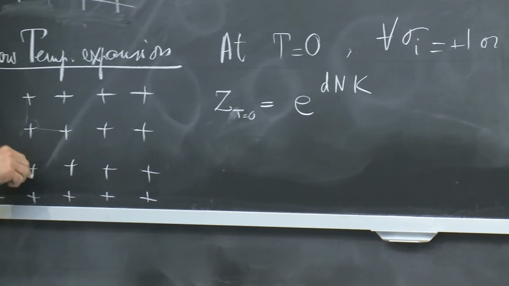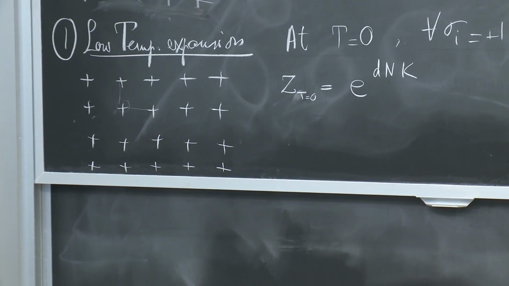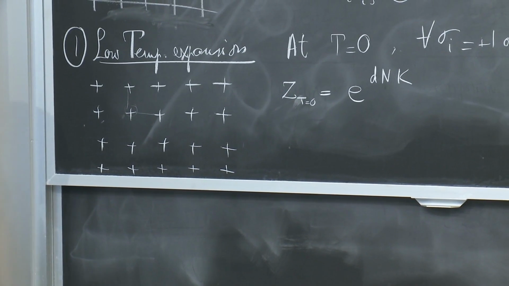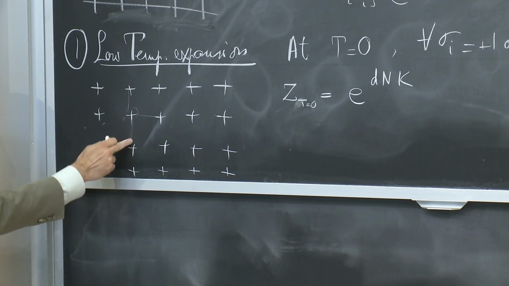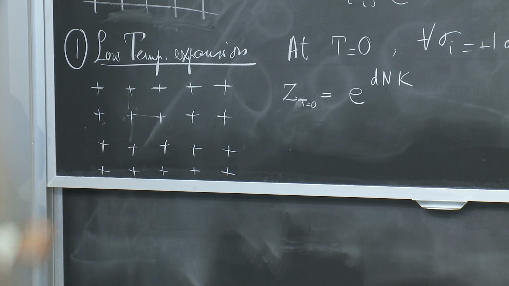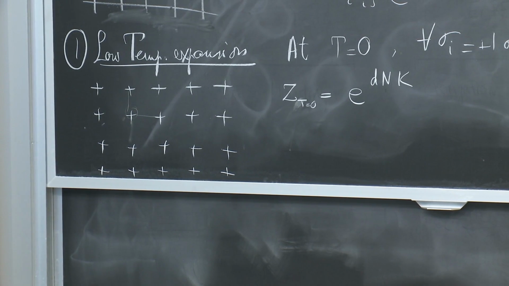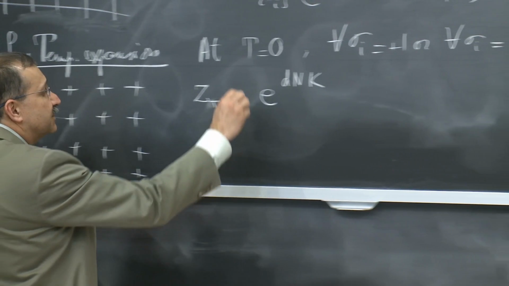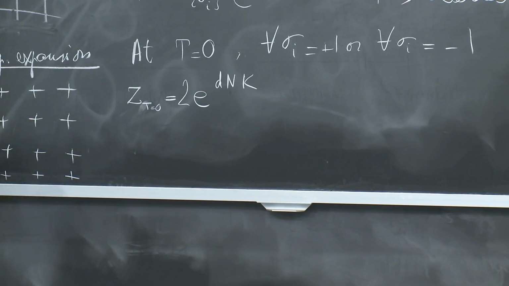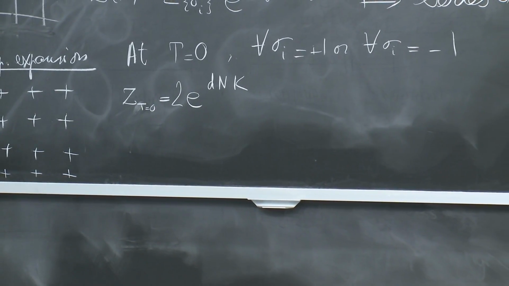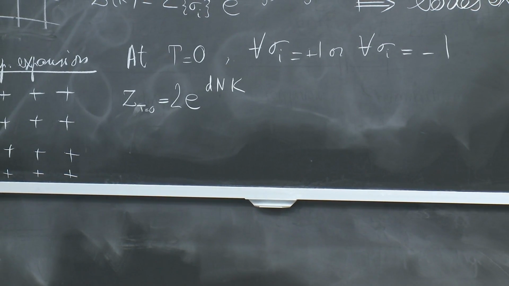Of course, each one of them has 2d neighbors. But then I have to count the number of neighbors per site. So basically, this bond is shared by 2 neighbors. So half of it contributes to this site. And there are 2 possibilities. So the partition function at T equals 0 is simply this. It's just the contribution of the two ground states.